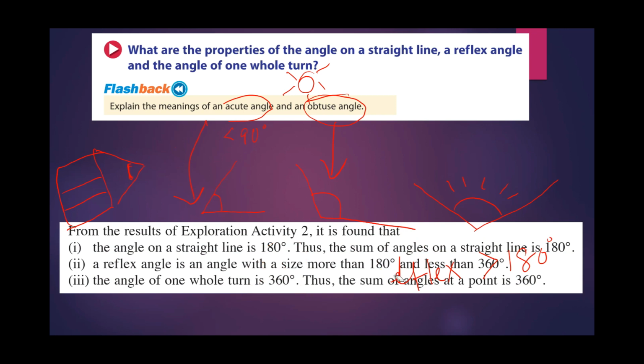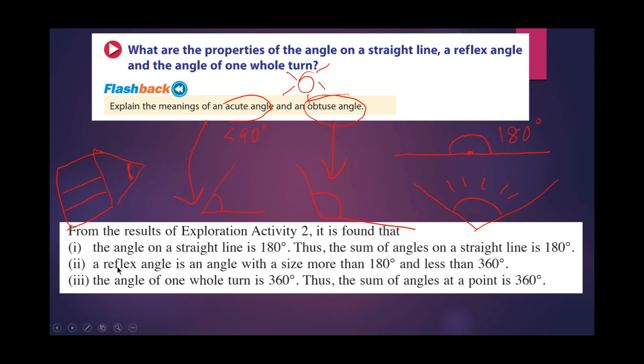The angle on a straight line is 180 degrees. This one everybody knows already. Just now I explained to you the angle on a straight line. Just like your protractor, it is 180 degrees. Therefore the sum of angles on a straight line is 180. So you remember, if I ask how much is the angle of a straight line, you just need to tell me it's 180 degrees.